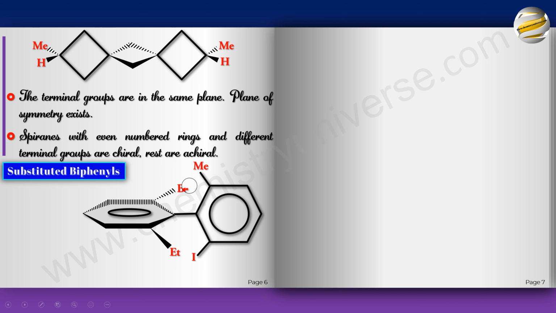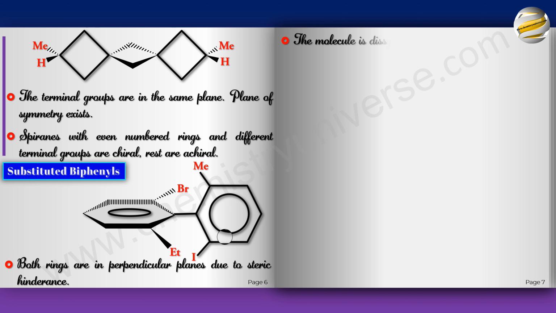And if both ortho positions of both these benzene rings are substituted by big groups, due to steric hindrance, one ring will go out of plane, and therefore one will be in the horizontal plane, one in the vertical plane. Both rings are in perpendicular planes due to steric hindrance. The molecule is dissymmetric, so it is chiral.